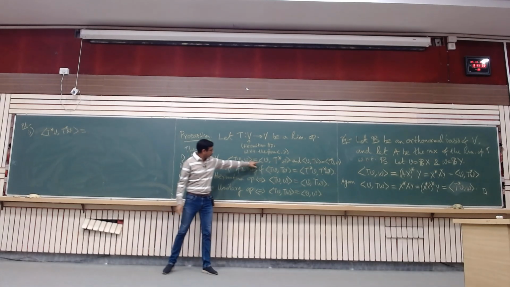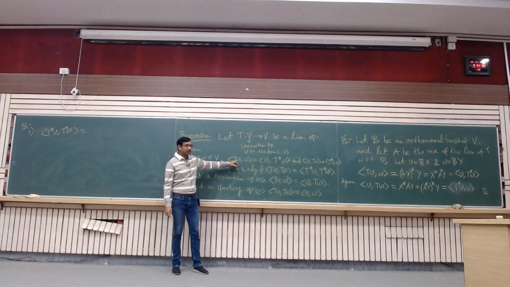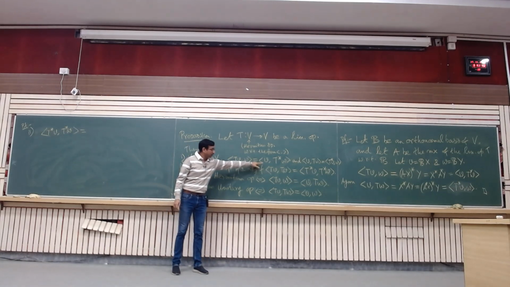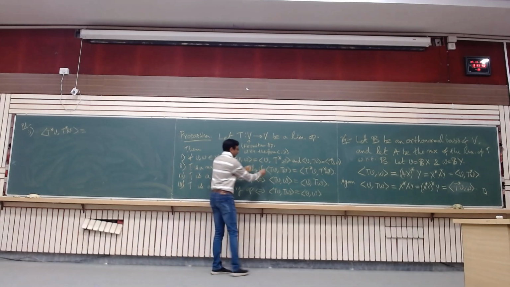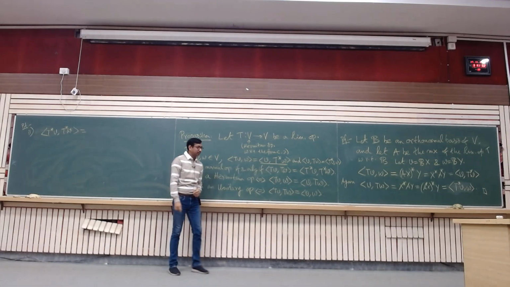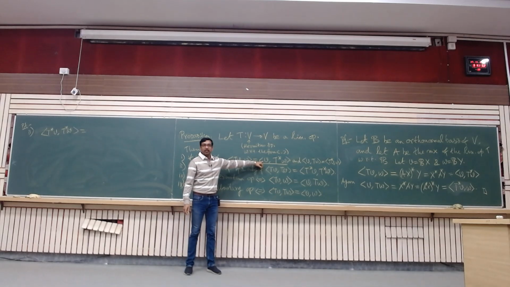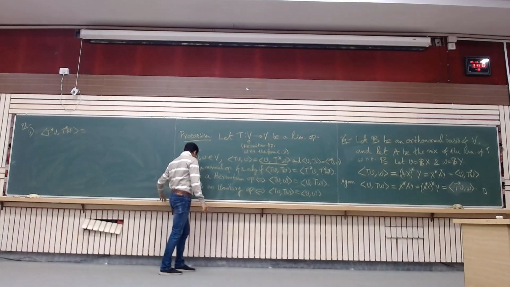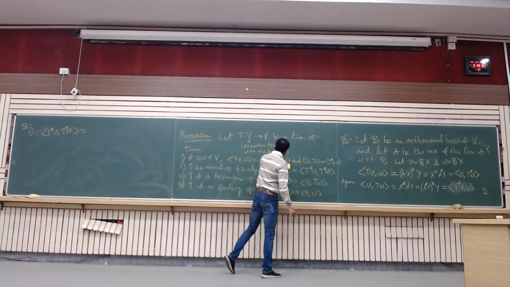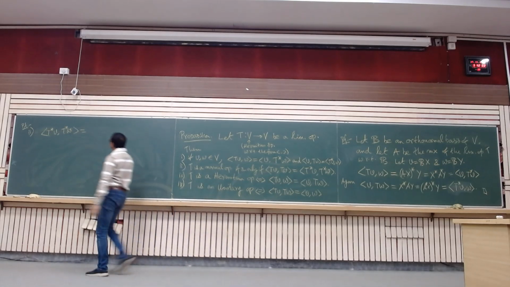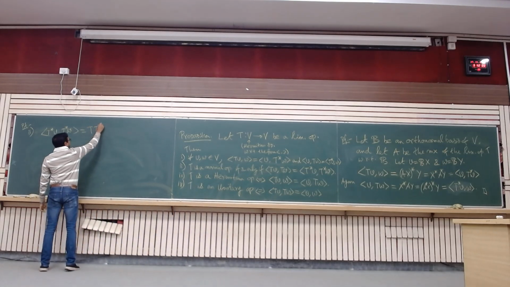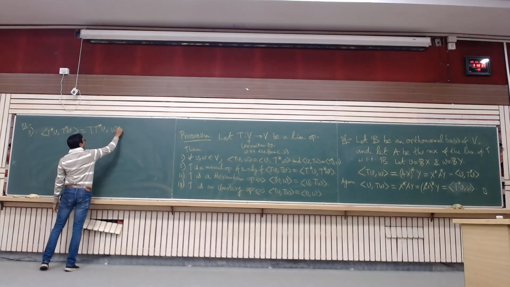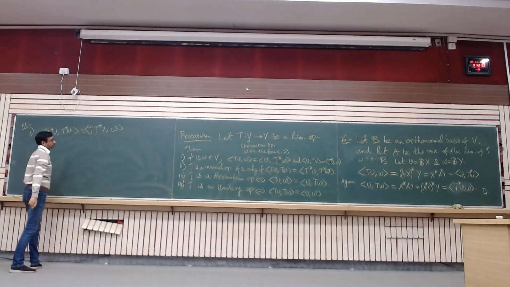No, we are just replacing V with T*V, so this V is replaced by T*V. This one, we are just using this one. So there we have written T*V, and that comes just here. So ⟨T*V, T*W⟩ becomes ⟨TT*V, W⟩, right?